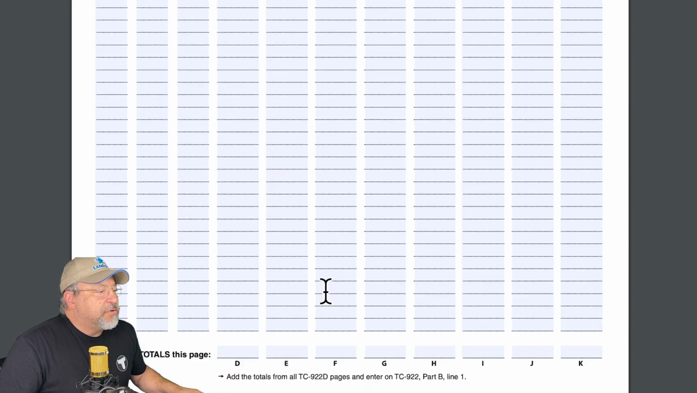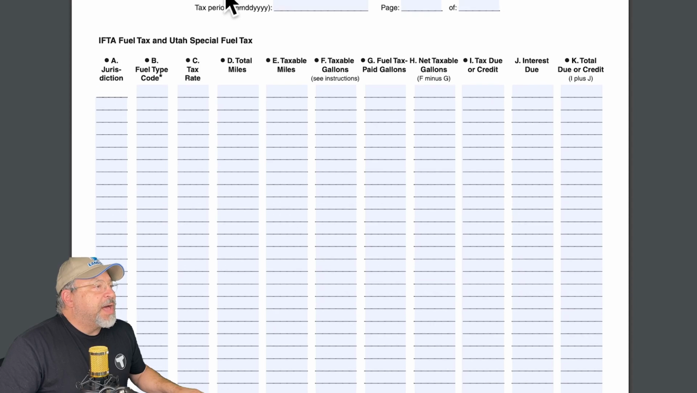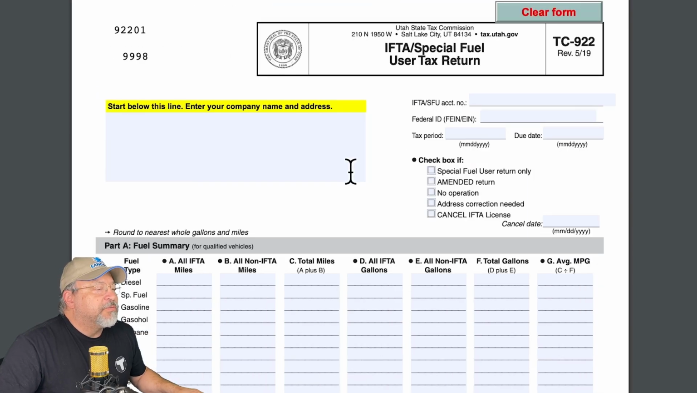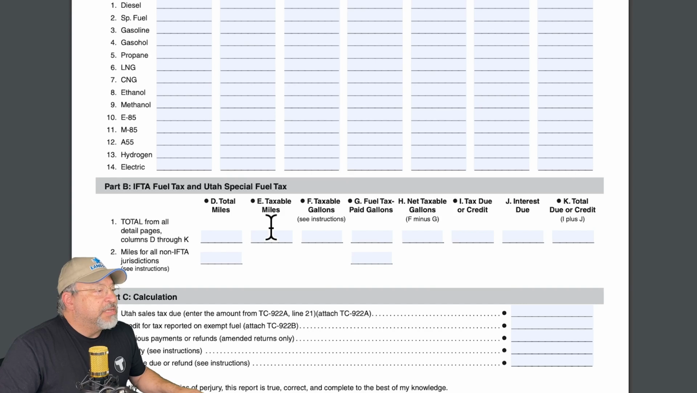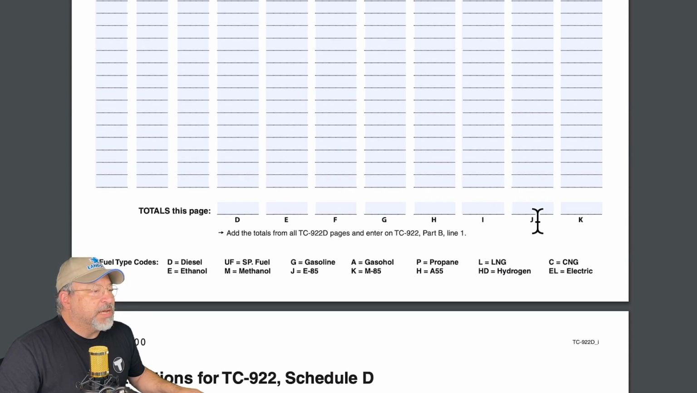And then if you go to the bottom, these columns here are totaled up, D, E, F, G, H, I, J, K. And if you go back to our first page, you see here D, E, F, G, H, I, J, K. All those numbers are just going to get transcribed right into here. We have to bring those numbers forward. So this isn't hard because we're getting it from the totals down here on the second page.